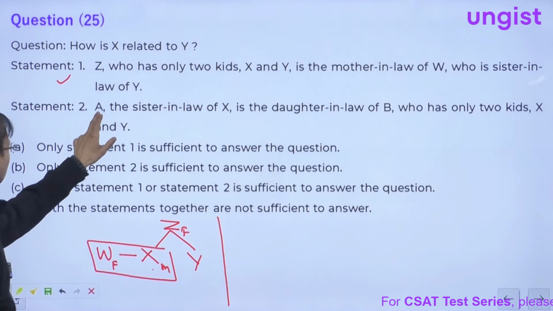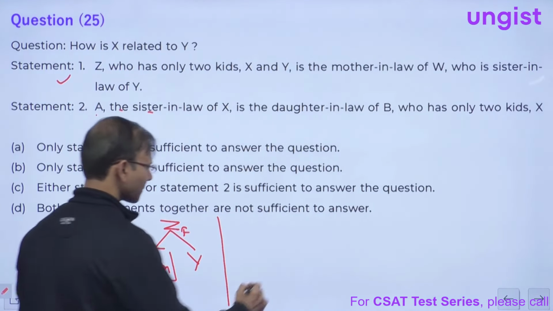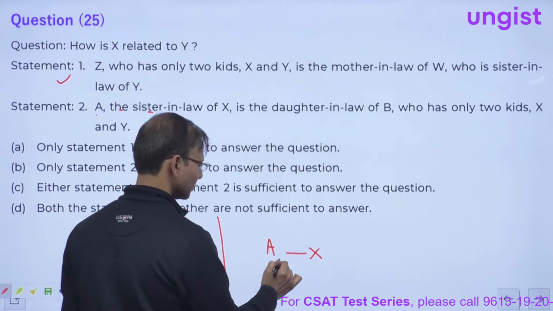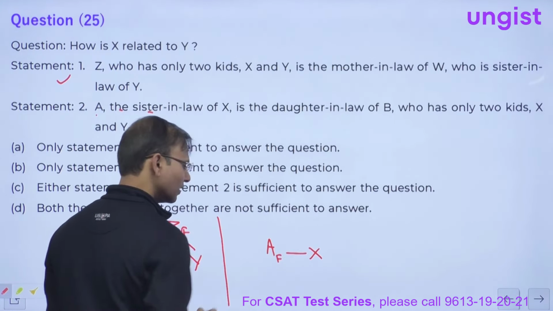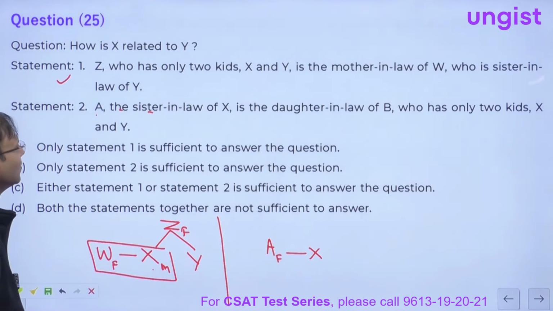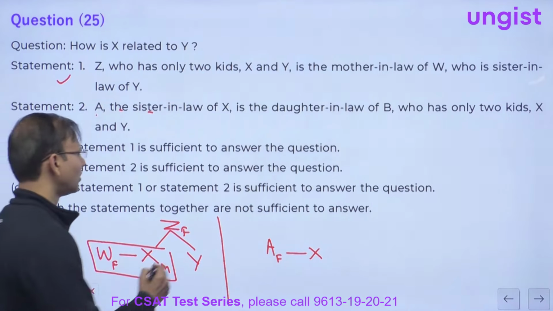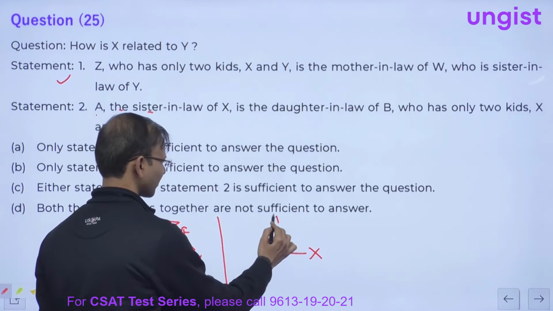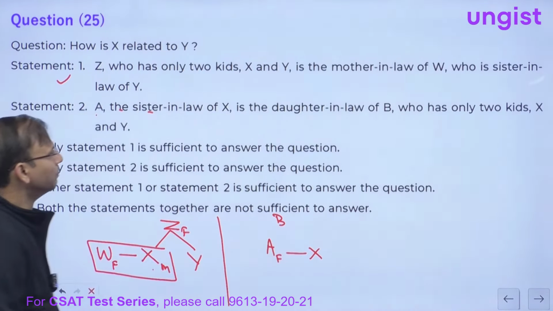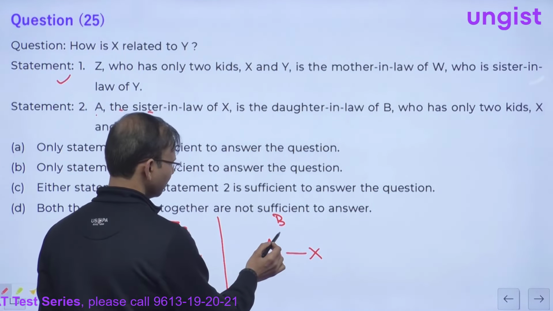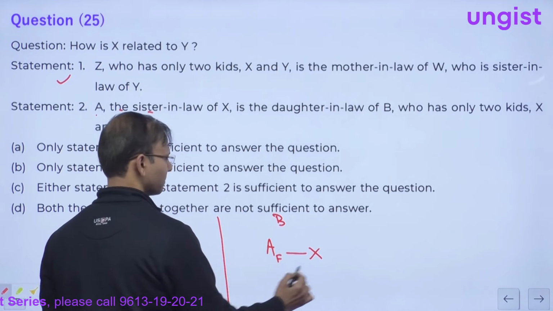A, the sister-in-law of X. It means they must be in the same generation. A is female. A is the sister-in-law of X, and A is the daughter-in-law of B. B has two kids, X and Y.